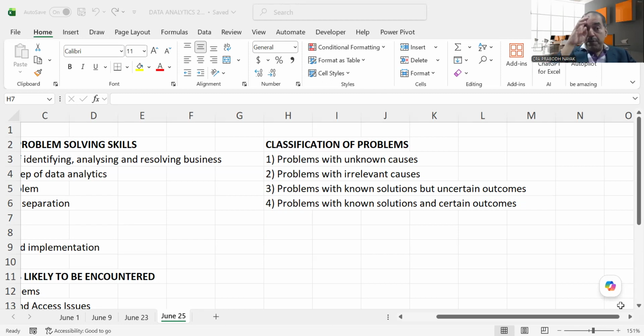Second, problems with irrelevant causes. Those which involve causes that do not actually affect the problem directly, which affect me, but maybe are considered as reasons by mistake. They are not actually affecting the problem, but people have misunderstood, and they are assuming that these are the reasons. Irrelevant causes.